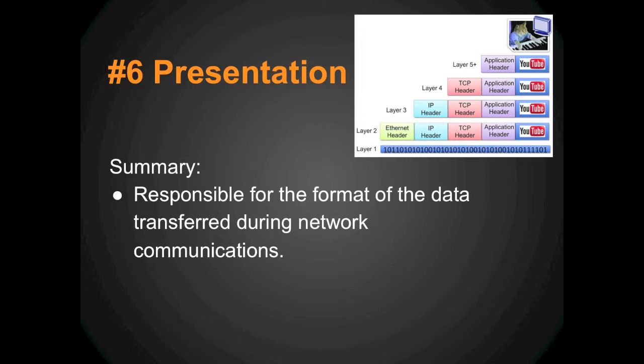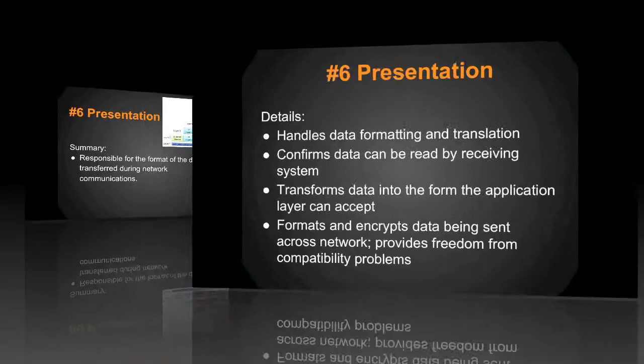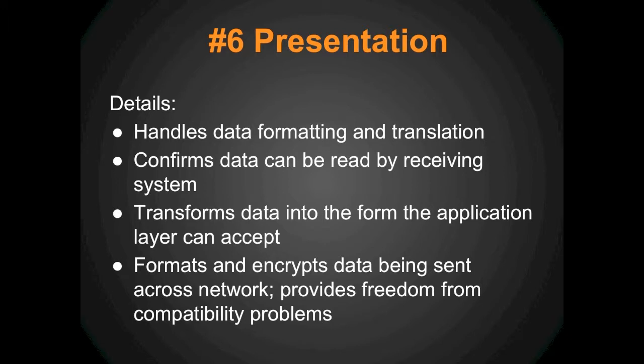Layer number 6, the presentation layer, is responsible for the format of the data transferred during network communications. This layer handles the formatting and translation of data. It confirms the data is able to be read by the receiving system and transforms the data to the form the application layer can accept. This layer also formats and encrypts the data being sent across the network, helping provide freedom from compatibility problems.